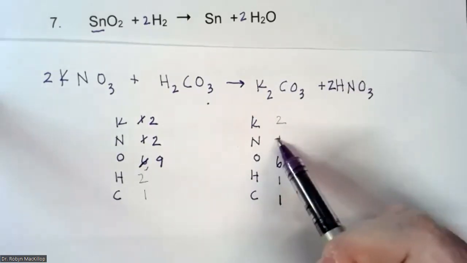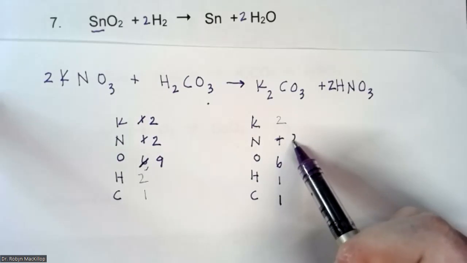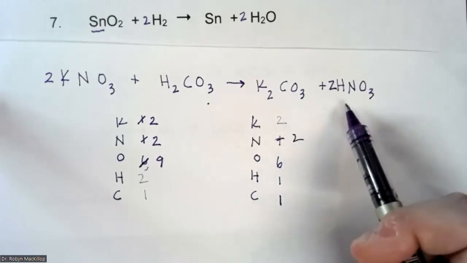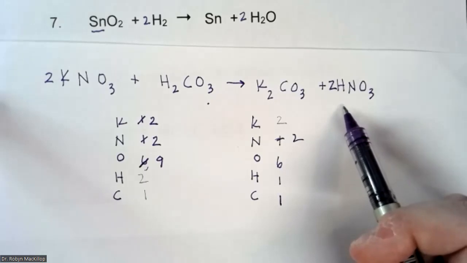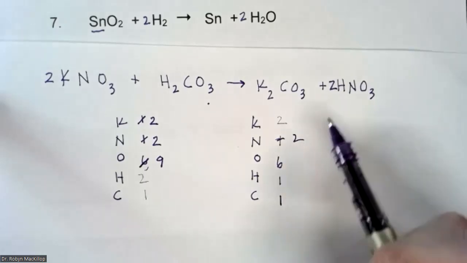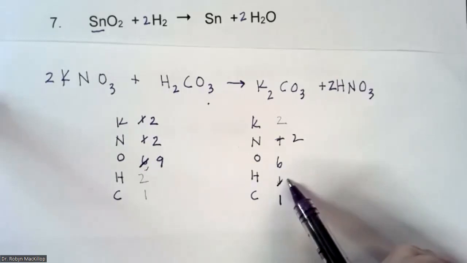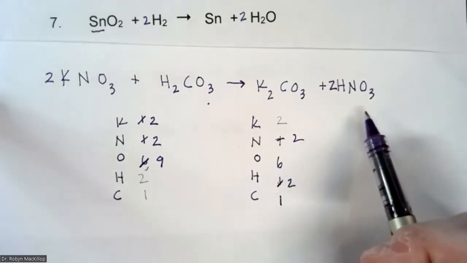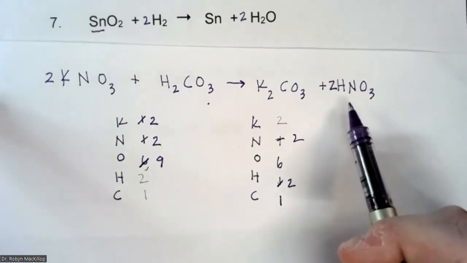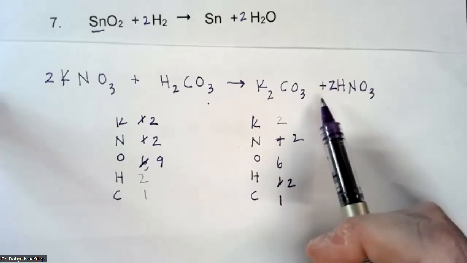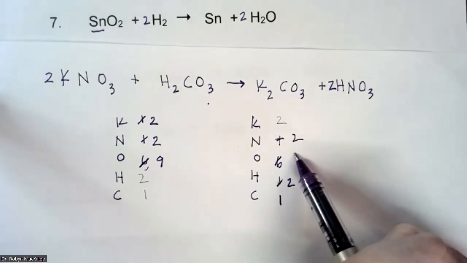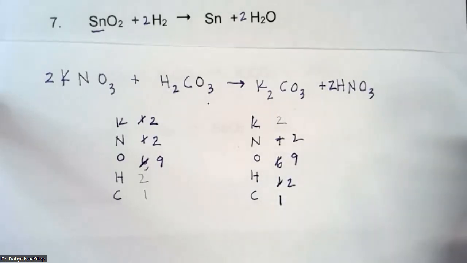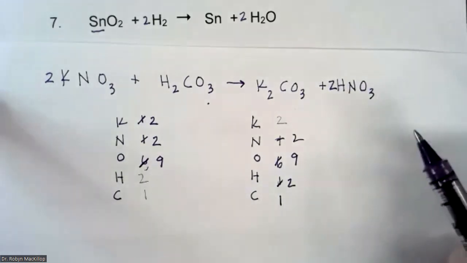And so our N's are good, but we messed up our H's. So how many H's do we now have? We've got 2 H's, and we messed up our O. So how many O's? 6 plus 3 equals 9. Now, are we in balance? Yes. Just like that.